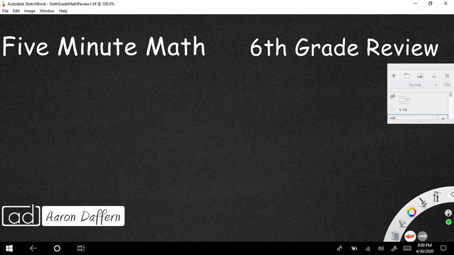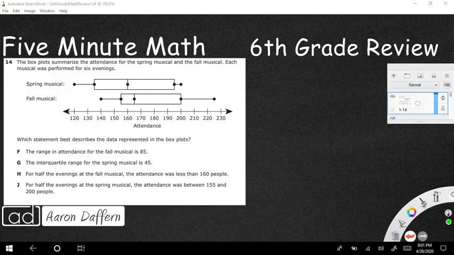We will have looked at the entire 6th grade math curriculum using problems from the 2017 STAR test. And so we are going to go ahead and get started here with number 14 on that 2017 STAR test, and we're looking at data tonight. And this is a very strange piece of data.